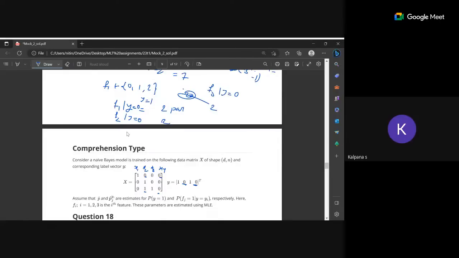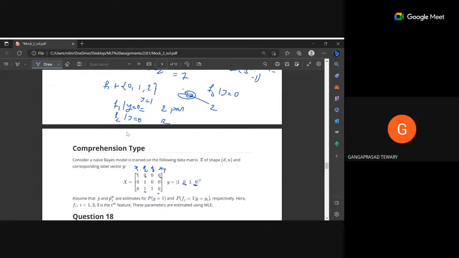For those corresponding places, you have to see the feature. So where do you get one? You have to see the second column and the fourth column. They're asking which feature? Feature one. So features are the rows. This is your first feature, this is your second feature, this is your third feature.